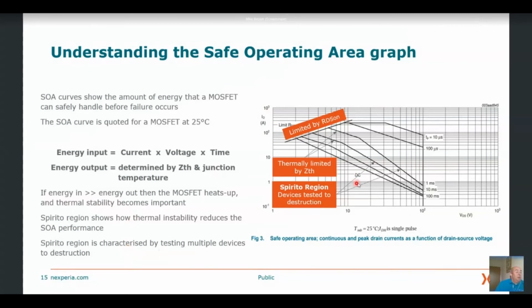The SOA curve defines how far you can operate a MOSFET before it will fail. And it's characterized by the MOSFET vendor by testing. We test about 50 devices to failure to work out where these lines on the curve should be on the data sheet.